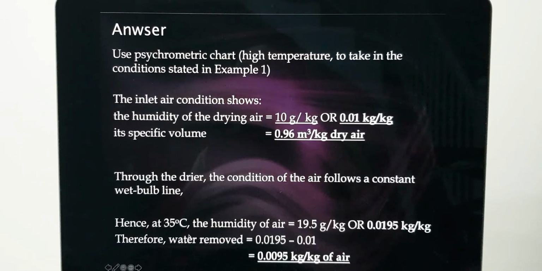So how are you supposed to answer question number 1? The water being removed: you need to subtract the moisture content in dry air from the moisture content in wet air. So it becomes 0.0195 minus 0.01. So you will get the value of 0.0095 kilogram per kilogram of air. This is how you solve question number 1.